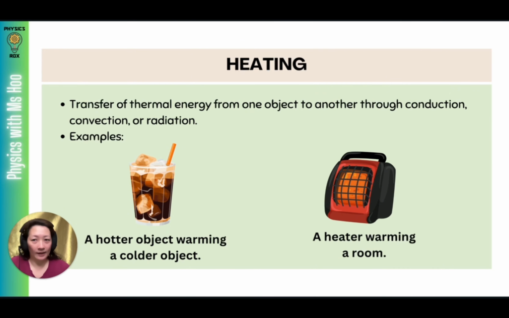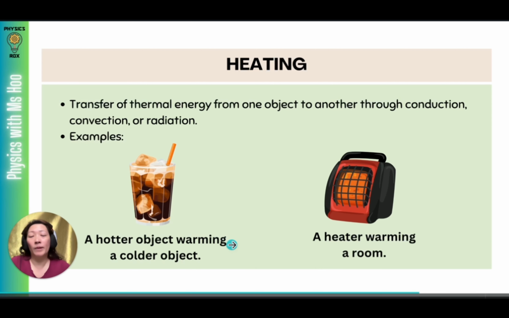Now for heating, it's a transfer of thermal energy from one object to another through conduction, convection, or radiation. If you'd like to learn more about conduction, convection, or radiation, please watch my video about these three concepts under the title of thermal energy transfer. Some examples of this form of energy transfer include a hotter object warming a colder object.